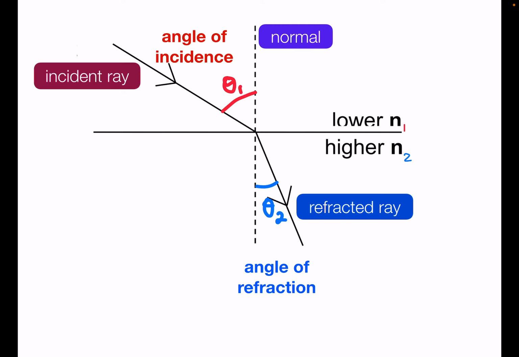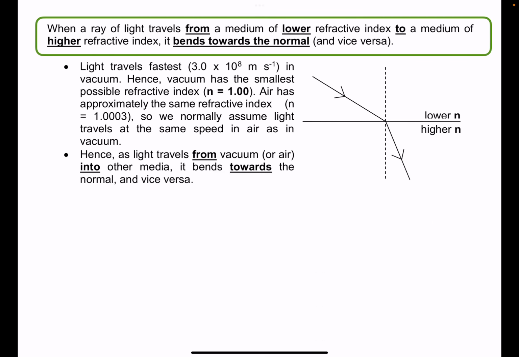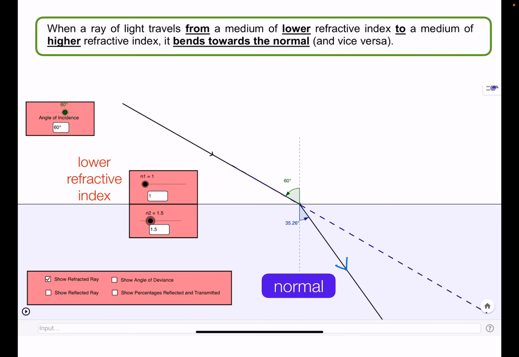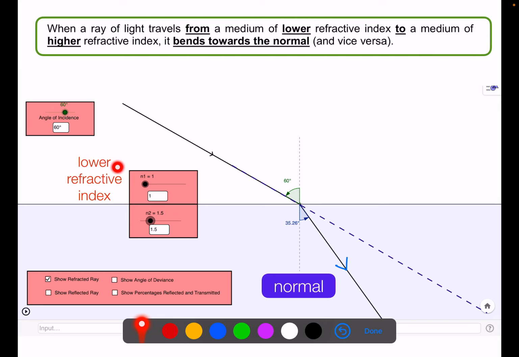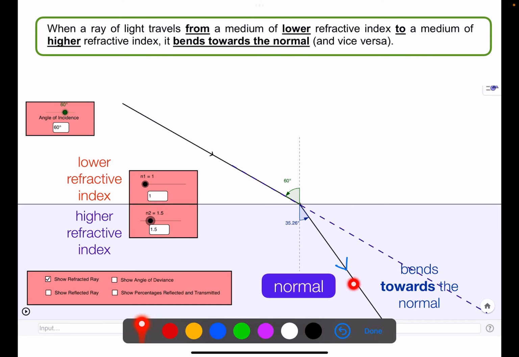We may use a simulation like this to represent the bending of light that goes from one medium to another. When a ray of light travels from a medium of lower refractive index to a medium of higher refractive index, it bends towards the normal. We can see that here, from lower refractive index to the higher refractive index. Okay, this light ray will bend towards the normal instead of going straight here.